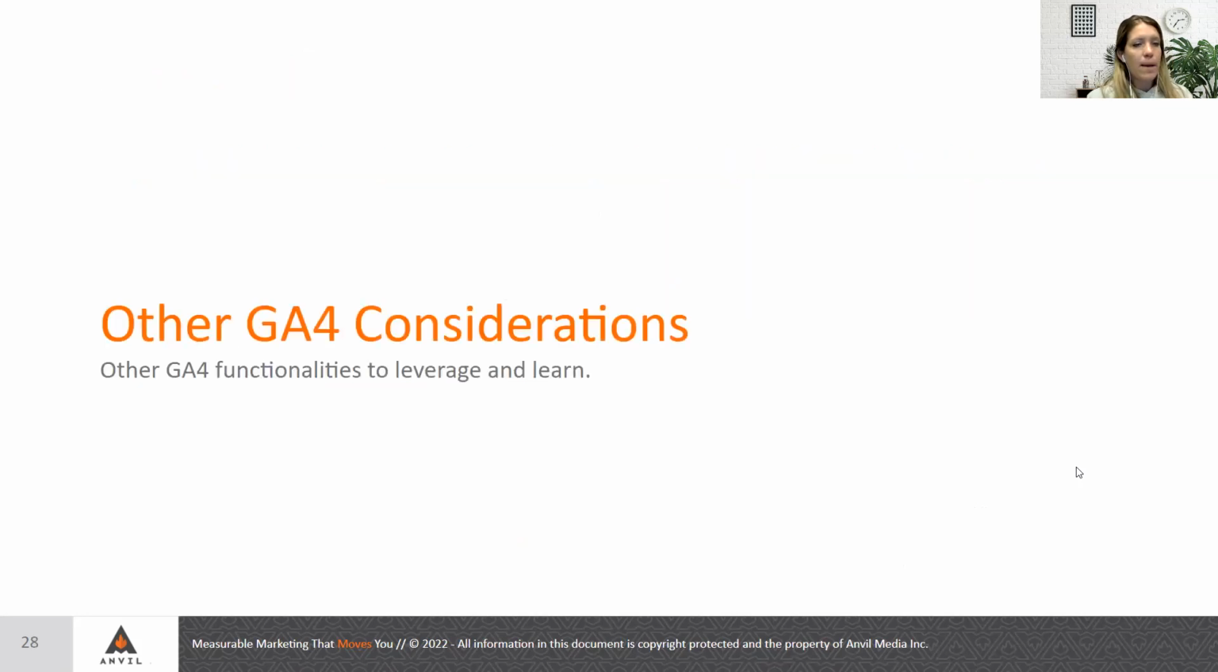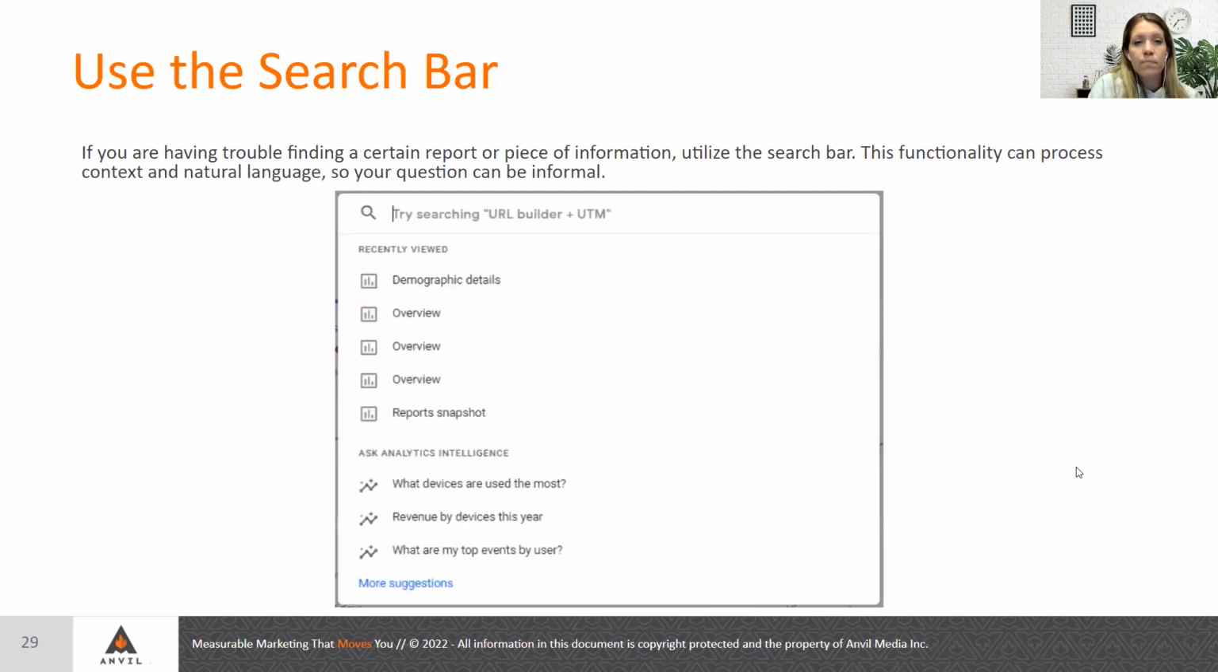And so lastly, we will wrap up with some other GA4 considerations, some other functionalities for you to understand to better leverage the platform. The first is the search bar. If you are having trouble accessing different reports, or if you have a question that you need answered, you can actually type that directly within the search bar within Google Analytics 4.